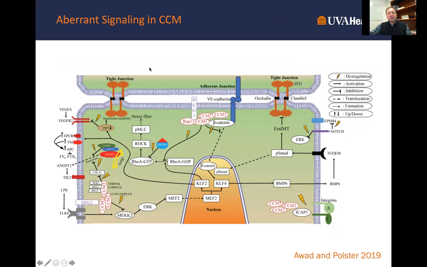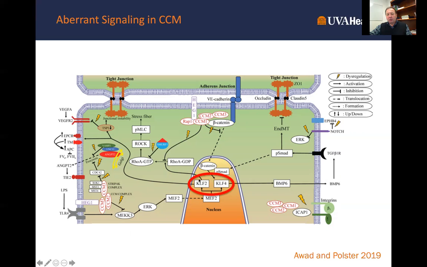CCM mutations cause aberrant signaling in multiple pathways, which can be roughly divided into two areas. One is more acute and structure-related and affects, for example, the tight junctions between endothelial cells. The other is more adaptive or chronic and acts through transcription factors that are dysregulated in this disease.